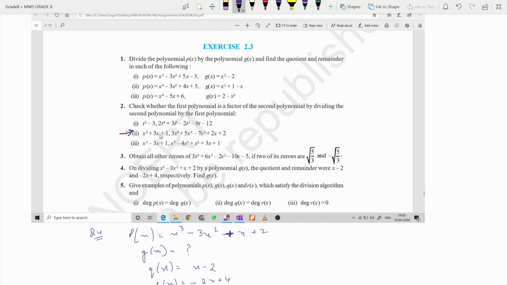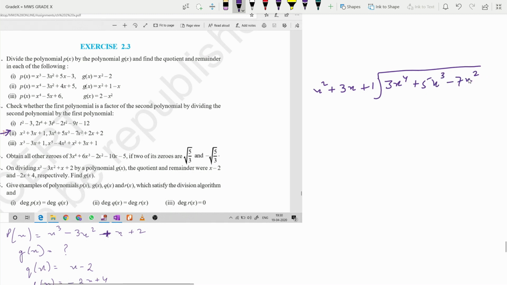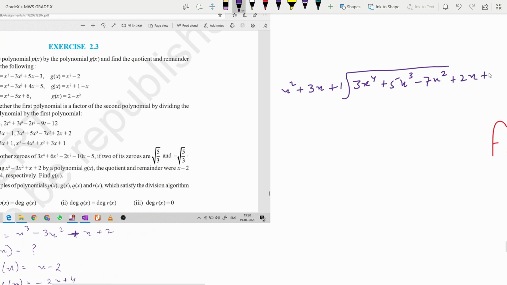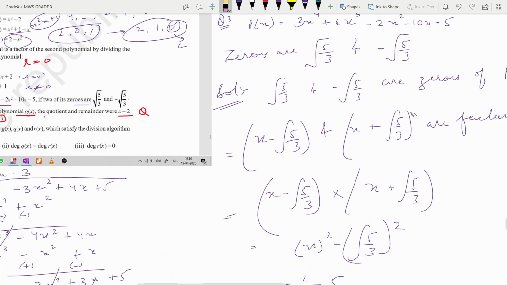Question number 2, solving here. x square plus 3x plus 1 is the divisor. You have to divide by this expression, and the polynomial inside is 3x raised to power 4 plus 5x cube minus 7x square plus 2x plus 2. Okay, doing this now. Wait a second.